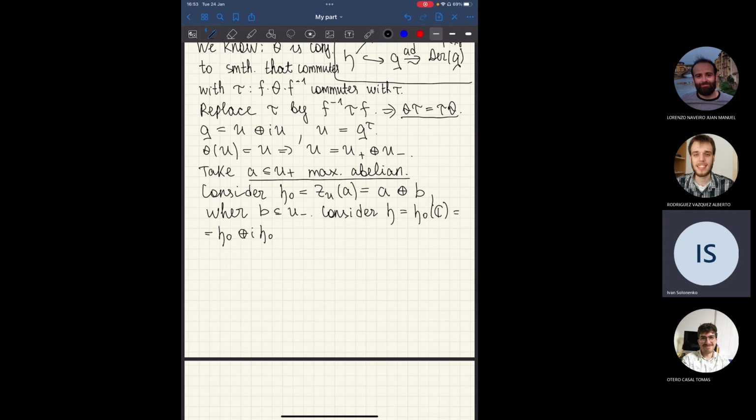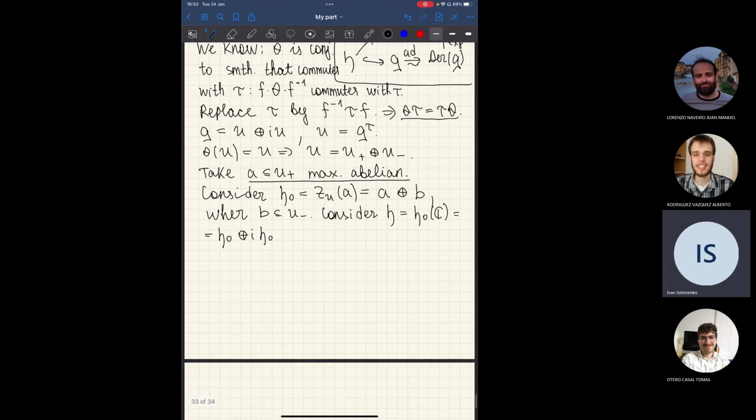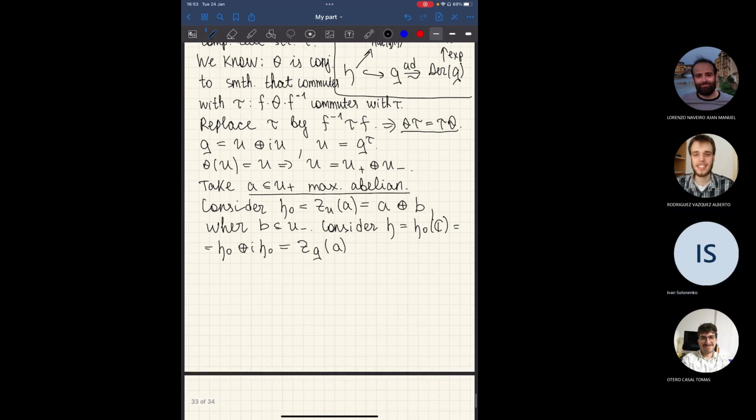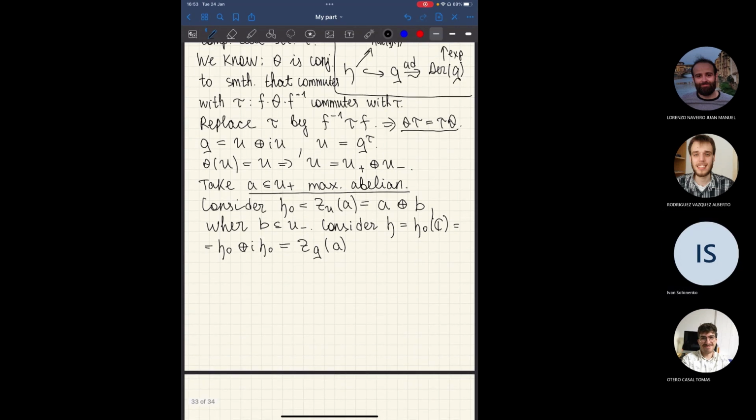Well, I claim that you can rewrite this as just the centralizer of A, but now in the whole G. Why? Well, pretty much for the same reasons. Because, again, the normalizer of G is decomposed into two parts. Let's say, how should I put it? So, okay, so let's say this. G is decomposed as U and iU. Yeah, that's good. So H naught sits somewhere here.